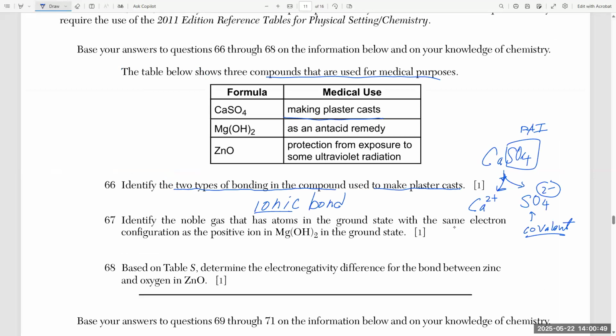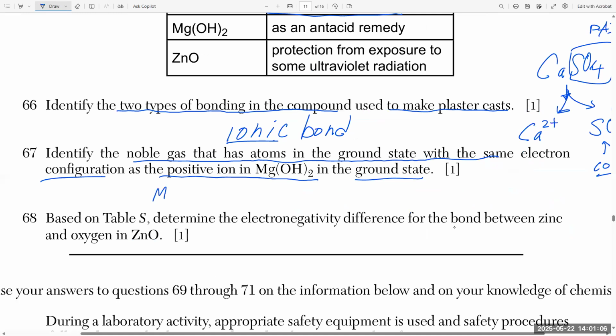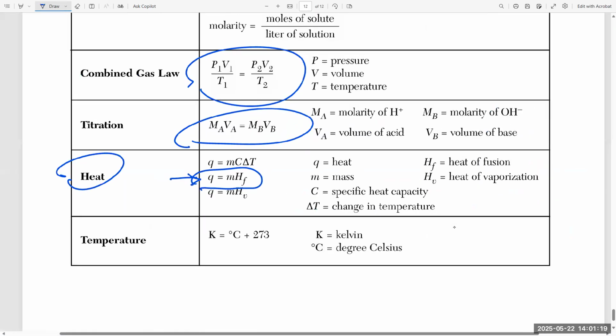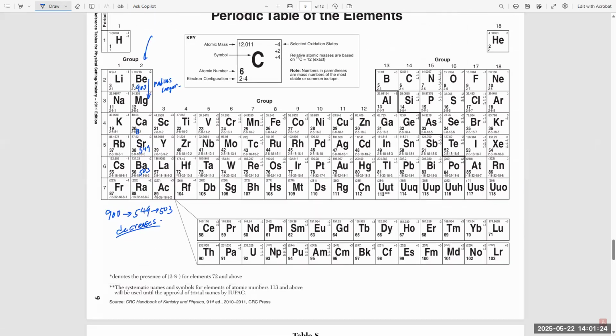Number 67, identify the noble gas that has the atoms in the ground state with the same electron configuration as a positive ion of Mg(OH)2 in the ground state. Well, in order to solve that, we got to figure out what the positive ion is, right? So what is the positive ion? Positive ion is from Mg(OH)2, and we got to break it apart, right, into ions. So what happens? Mg falls apart by itself, right? And what is it? I don't even need to finish this equation because what do we know? We know that Mg is group 2, right?